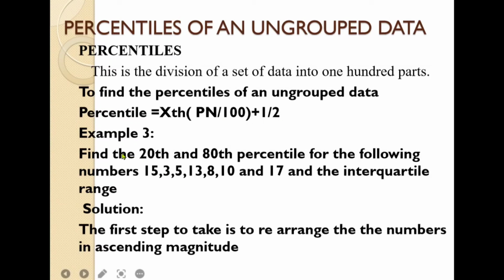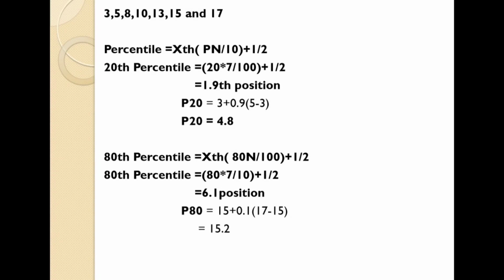The example we are to solve: find the 20th and 80th percentile for the following numbers: 15, 3, 5, 13, 8, 10, and 17. The first thing to do when finding the 20th and the 80th percentile, as in other cases, is to rearrange the data set in ascending order. When the data set is arranged, it becomes 3, 5, 8, 10, 13, 15, and 17.